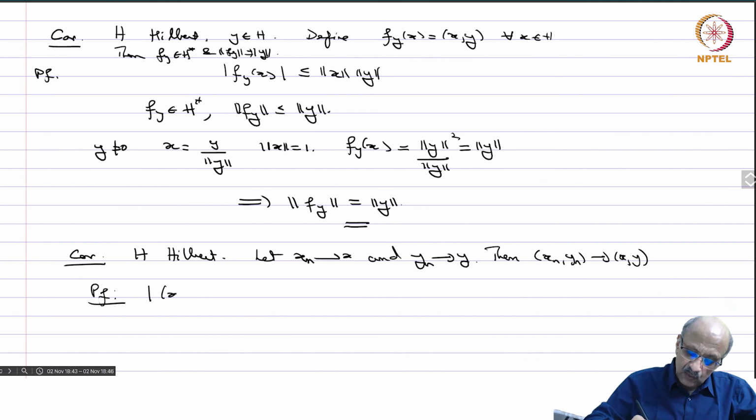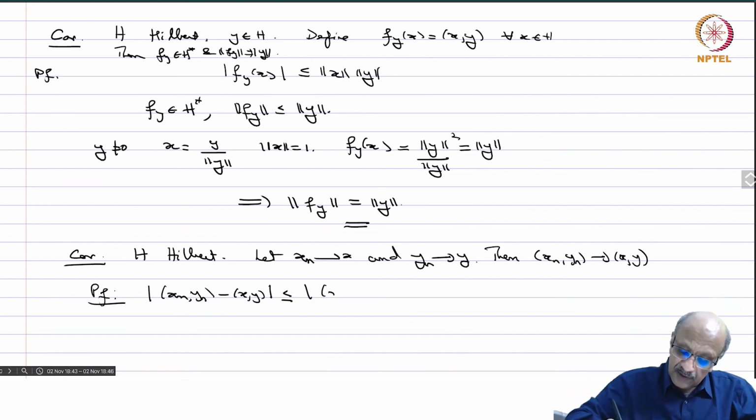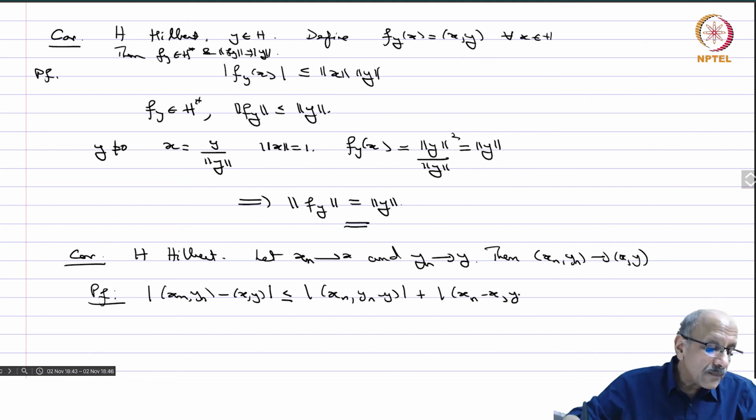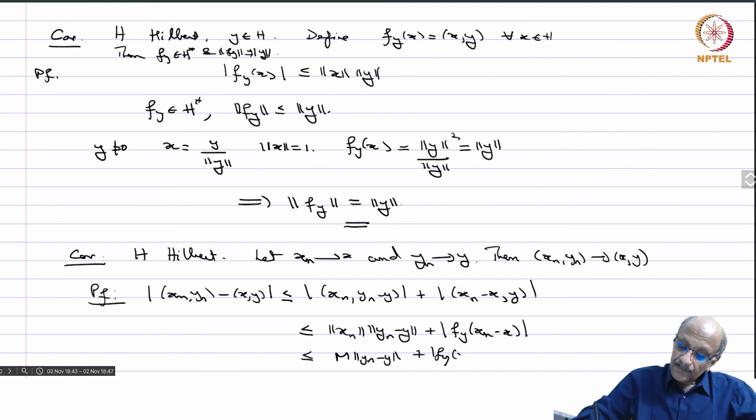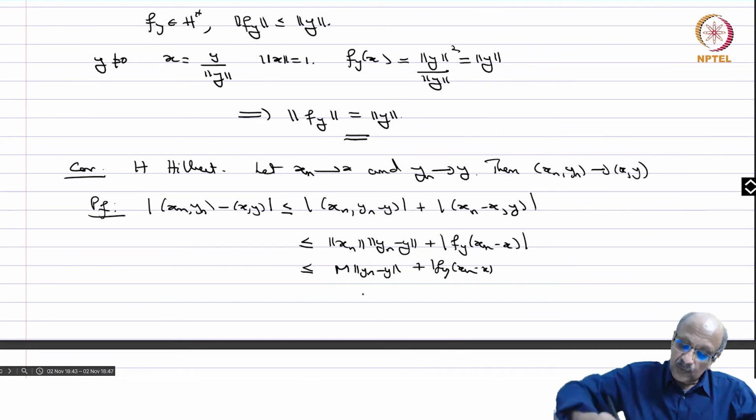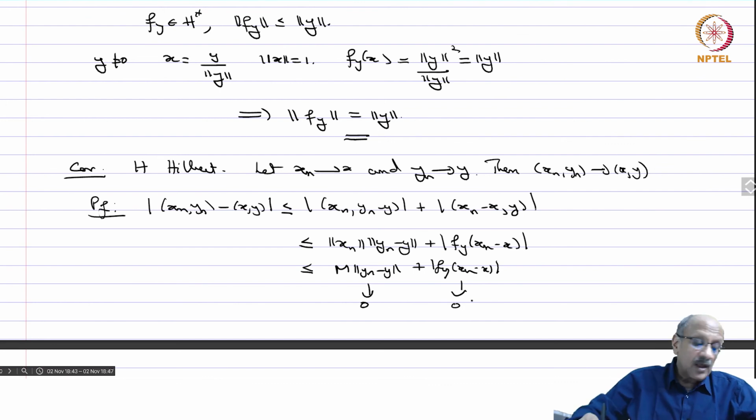Okay, so mod of xn yn minus xy is less than or equal to mod of xn yn minus y plus mod of xn minus x y. Now the first one by Cauchy-Schwarz inequality is less than or equal to norm xn norm yn minus y plus fy mod xn minus x. And now every weakly convergent sequence is bounded, so this is less than or equal to m times norm yn minus y plus mod fy xn minus x, and then both of them go to 0. The first one goes to 0 because yn converges to y strongly, and this goes to 0 because xn converges to x weakly, and therefore xn yn converges to xy.